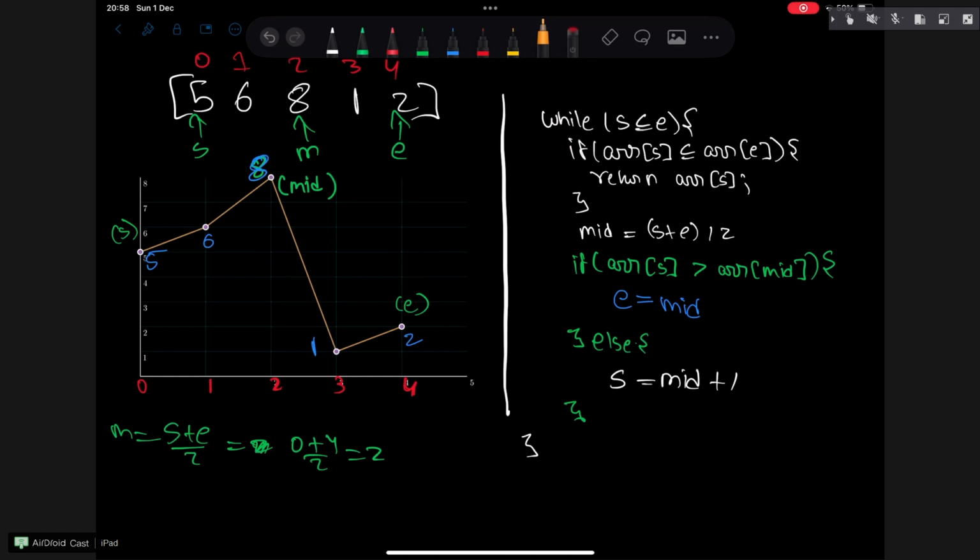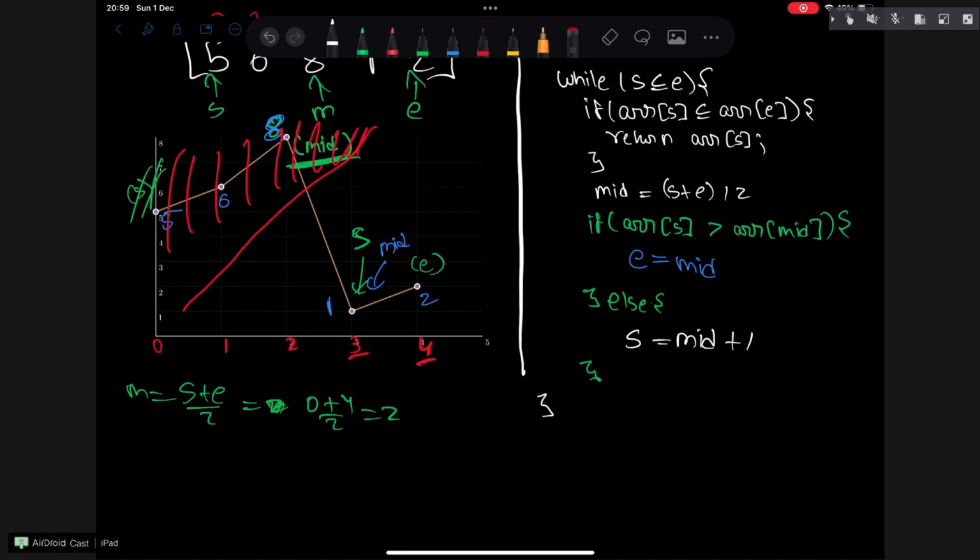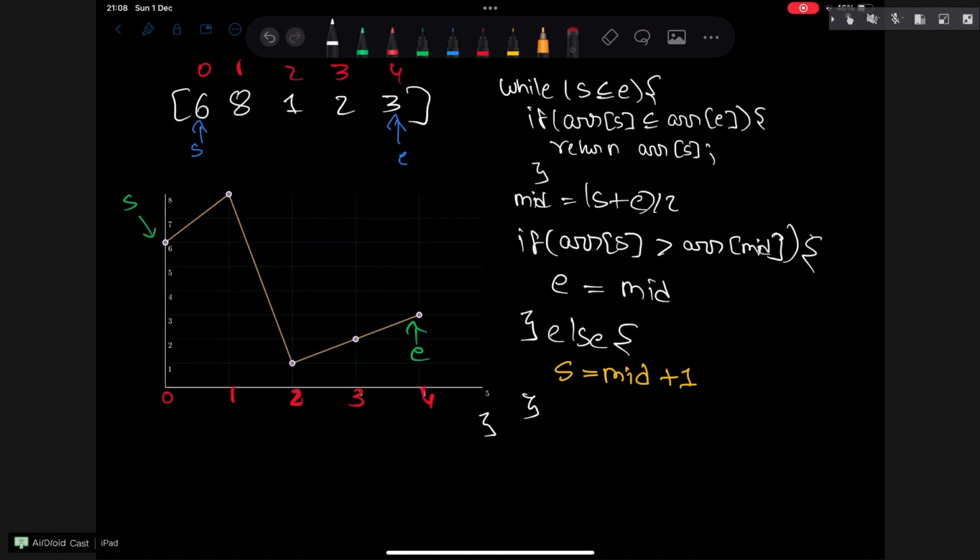The first peak can never be my answer, so I'm going to take the starting index and move it to mid plus 1. This is where the mid was pointing, and this is where mid plus 1 will be. So s will go around here and the whole left side will be excluded. If 1 is less than or equal to 2, that means we found the answer. We should return 1. Is 1 less than or equal to 2? Yes, then we can return 1 as the answer.